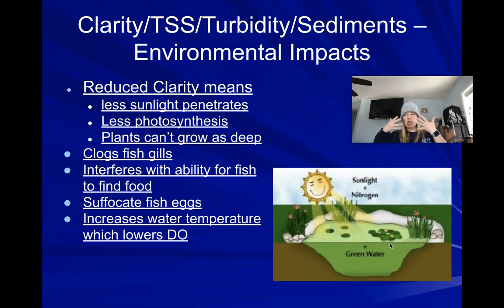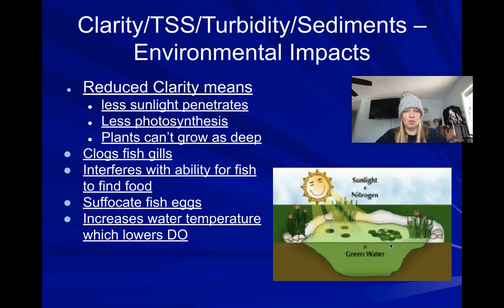If there are a lot of particles, they could get into fish gills and interfere with their oxygen uptake. So that could be an issue for them. Or if there's really poor visibility, the fish might not be able to find their food, so you may impact how predators are able to find food and survive. The sediments can also settle onto fish eggs and suffocate them, so the fish aren't able to reproduce. So that could be an issue.